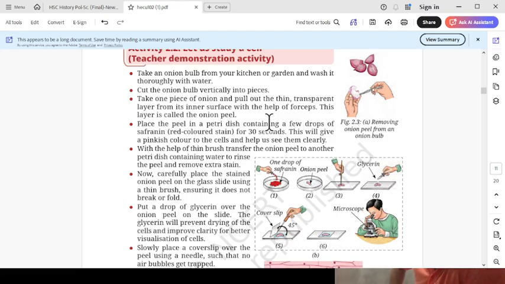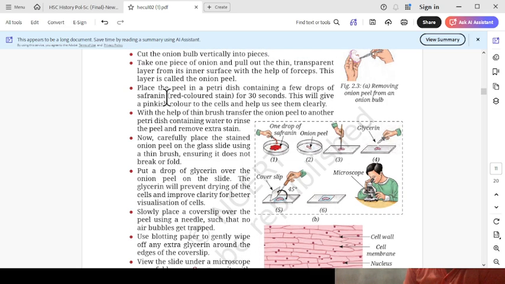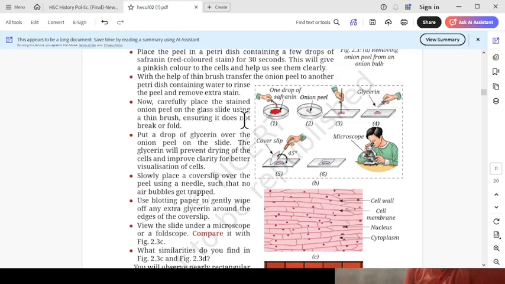and pull out the thin and transparent layer from its inner surface with the help of forceps. This layer is called the onion peel. Place the peel in a petri dish containing a few drops of safranin red stain for 30 seconds, and this will give a pinkish color to the cells and help us see them clearly. Then with the help of a thin brush, transfer the onion peel to another petri dish containing water to rinse the peel and remove excess stain.